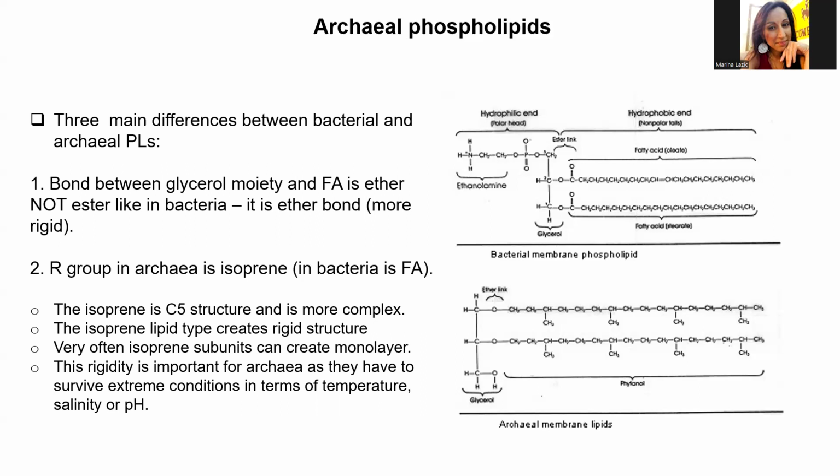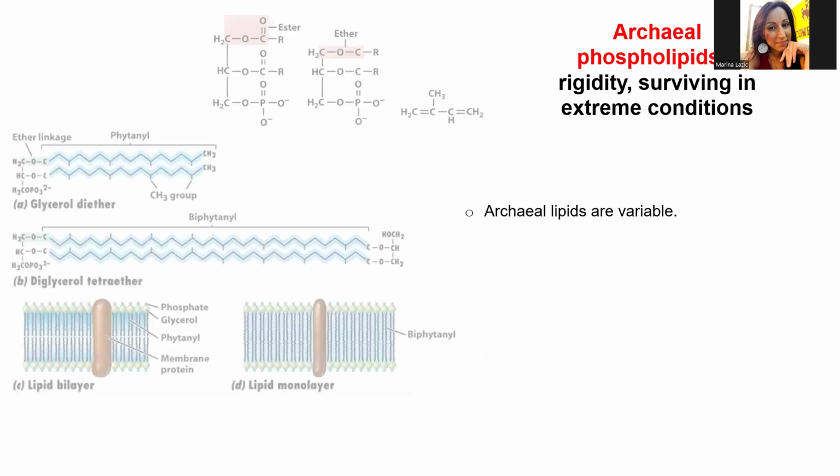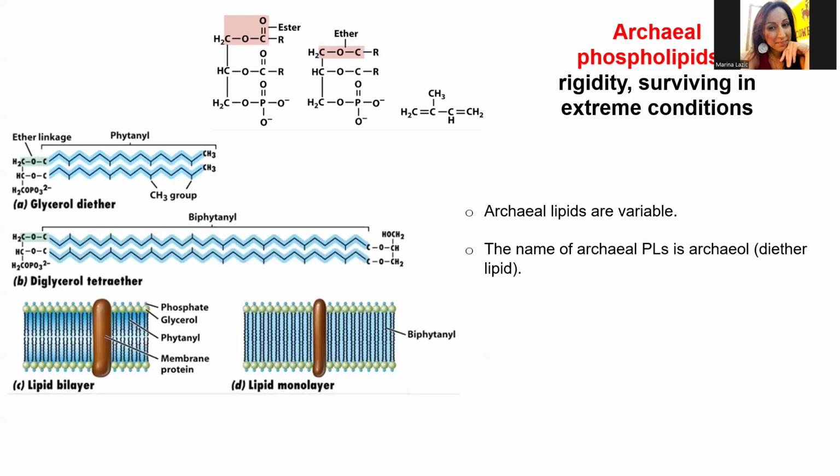And the reason why this matters for archaea is because they evolved in very harsh, extreme environments, and that's why they had to develop this type of lipids so they can deal with high stressors. That's the only reason why they have this specific ether bond. So archaeal phospholipids are related to rigidity and survival in extreme conditions, and they're actually variable. Again, it will depend on the environment where they are.